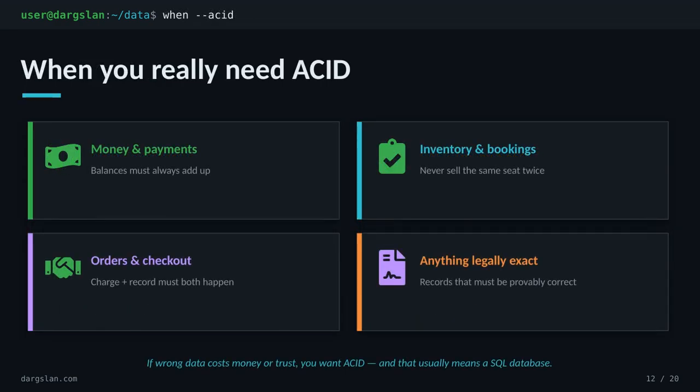So when do you actually reach for ACID? Anywhere wrong data costs you money or trust. Payments, where balances simply must add up. Inventory and bookings, where selling the same seat twice means an angry customer. Checkout flows, where the charge and the order record have to happen together. And anything legally exact, records that need to be provably correct. In all these cases, you almost always want an SQL database behind you.